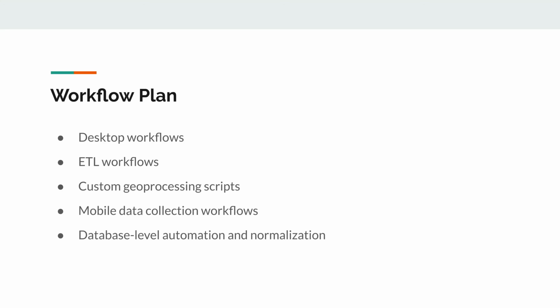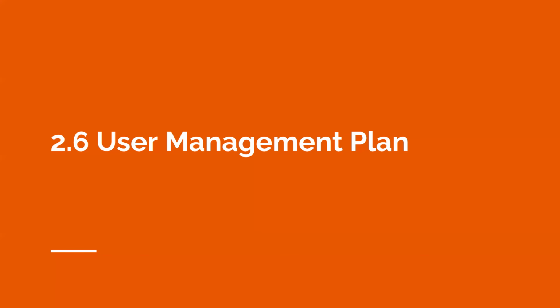Database level automation, normalization. This is where we actually have to define a little bit more how the structure of the database and any automation is going to happen. So if we're going to build things like trigger functions within the database or views, we will define those.